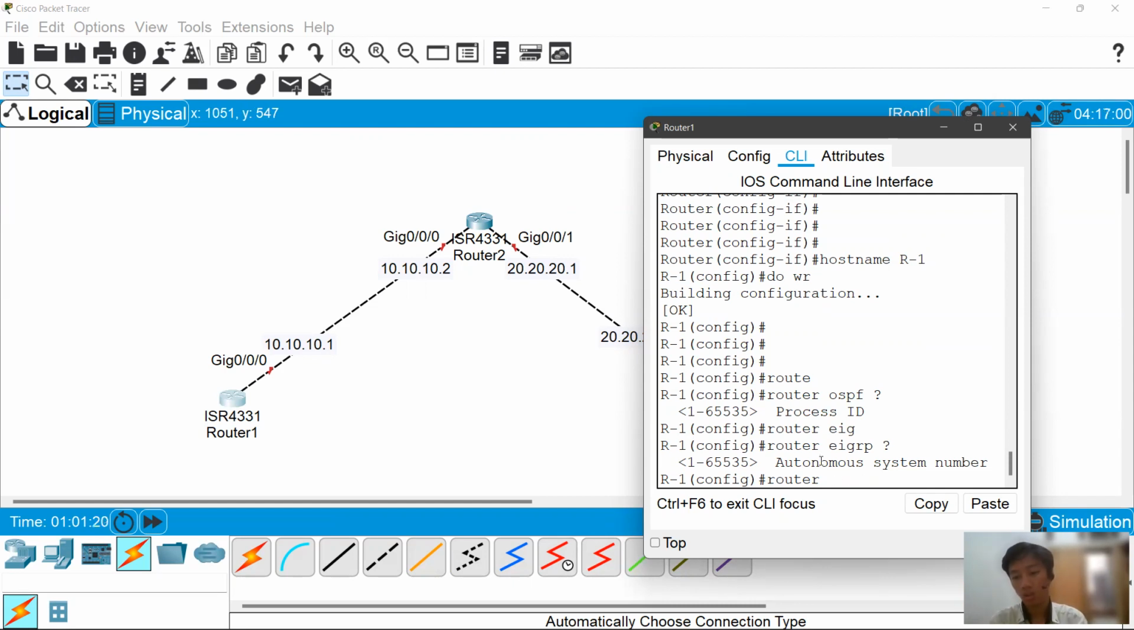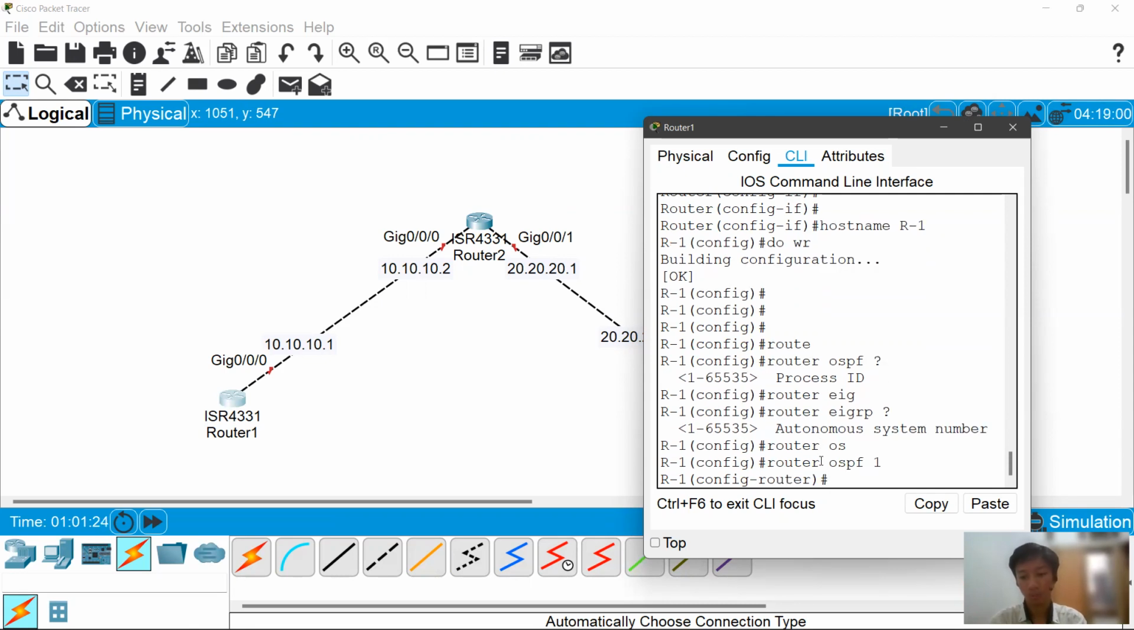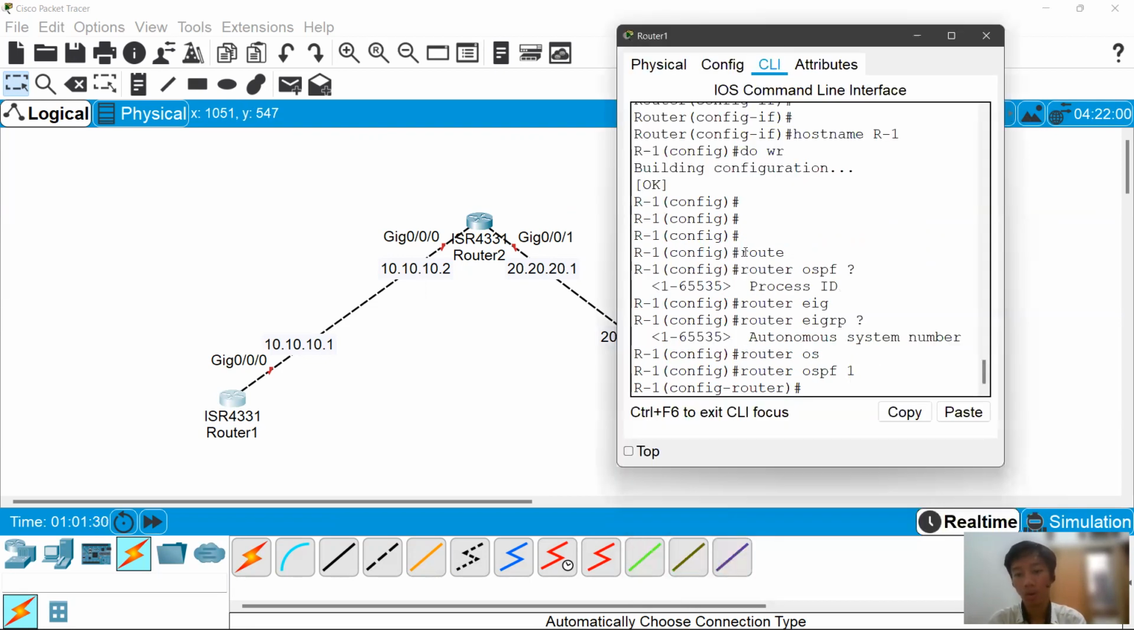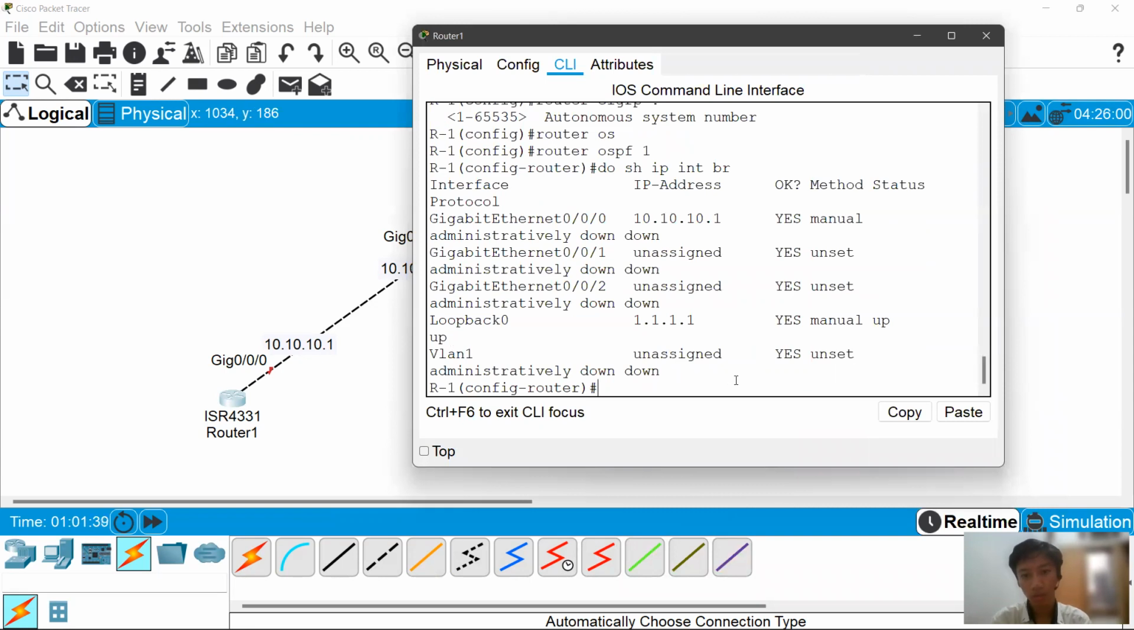The router. OSPF 1, and we put our network. Remember, we put our network to see that our network is the same. To show that this is the network, and the network is this and this. Okay.